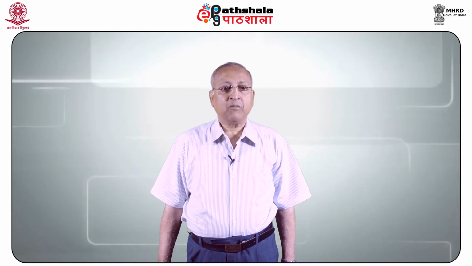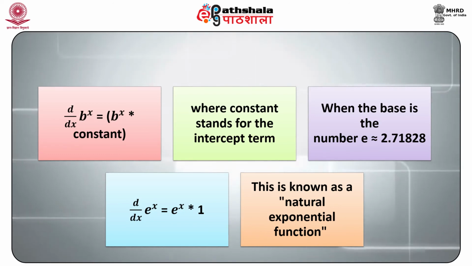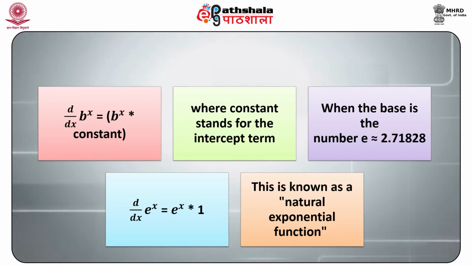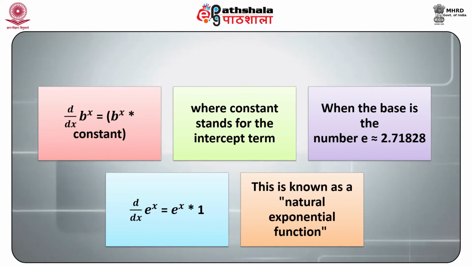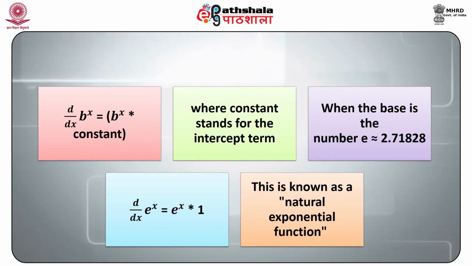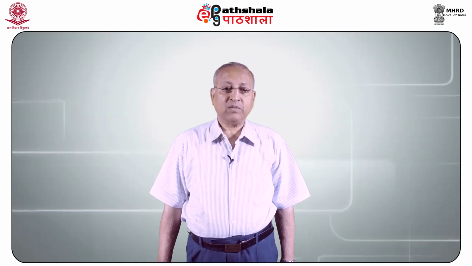So, we have the differentiation of b^x with respect to x, which is equal to b^x into a constant, where the constant stands for the intercept term and where the base is the number e, which is approximately equal to 2.71828. Therefore, we could also say that the differentiation of e^x with respect to x is equal to e^x into 1. Here, this is known as the natural exponential function and can be expressed in the following manner. As x tends to exp x, so the x variable tends to become the exponential of its own.